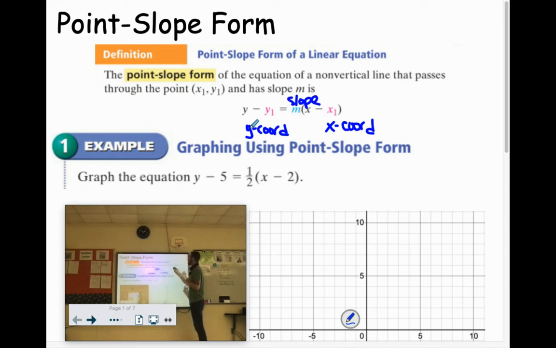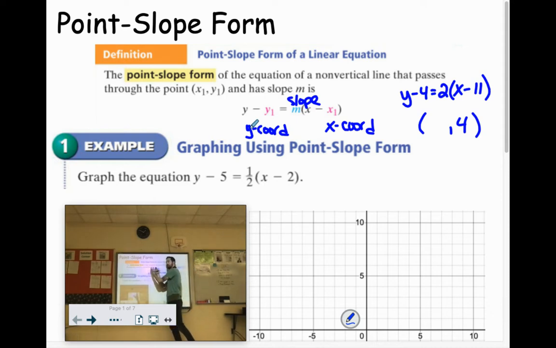So if you were to see something like y minus 4 equals 2 times x minus 11, it says y minus 4, so your y coordinate will actually be positive 4. And again, that's because there is subtraction built into the original formula. So it's kind of like the opposite. And then it says x minus 11, so our x coordinate would be positive 11. Here's a point, and then the slope would be 2, or 2 over 1.